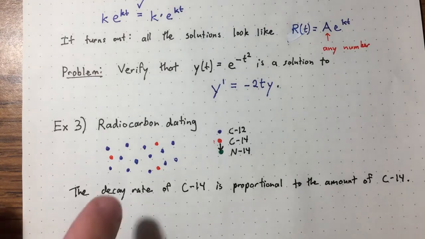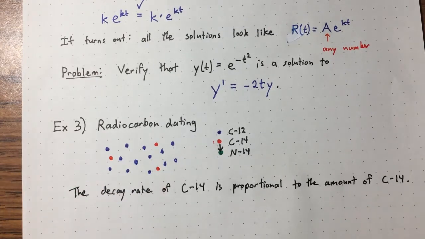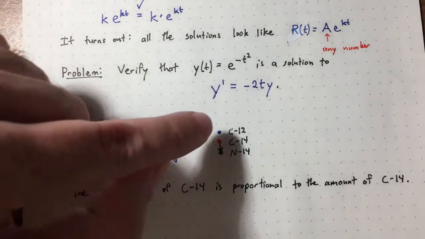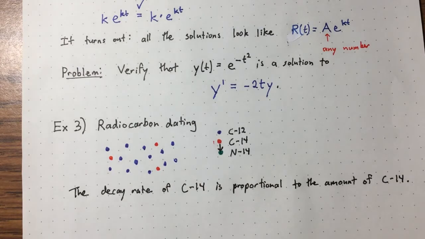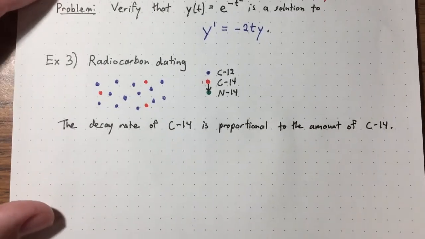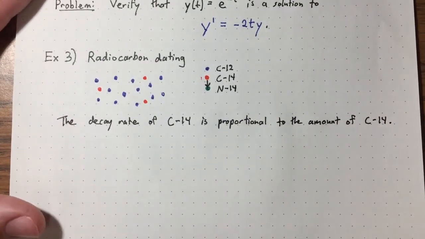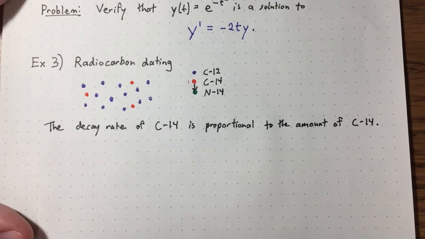And the idea is this process can essentially be used to estimate the age of an organic material based on the proportion of carbon-12 to carbon-14. Okay, so let's write down a differential equation. In fact, we just did in words. This is a differential equation right here. But let's translate it to math.